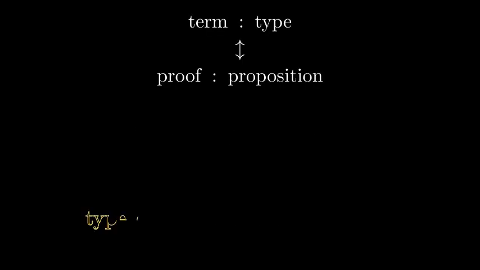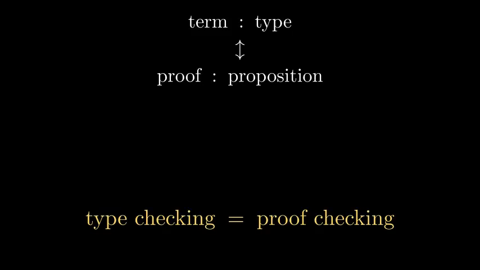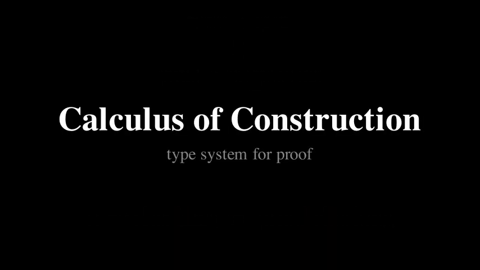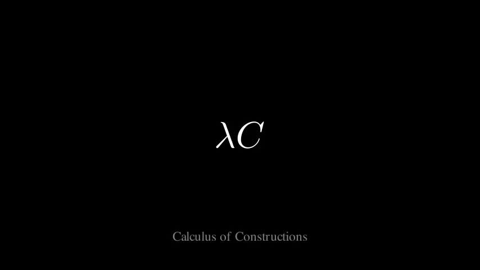The consequence follows directly. A program that decides whether a term has a given type is also a program that decides whether a proof proves a given proposition. That is the entire reason proof assistants work. To make the correspondence sharp enough for real mathematics, we need a type system rich enough to express the propositions we care about. That type system is the calculus of constructions.